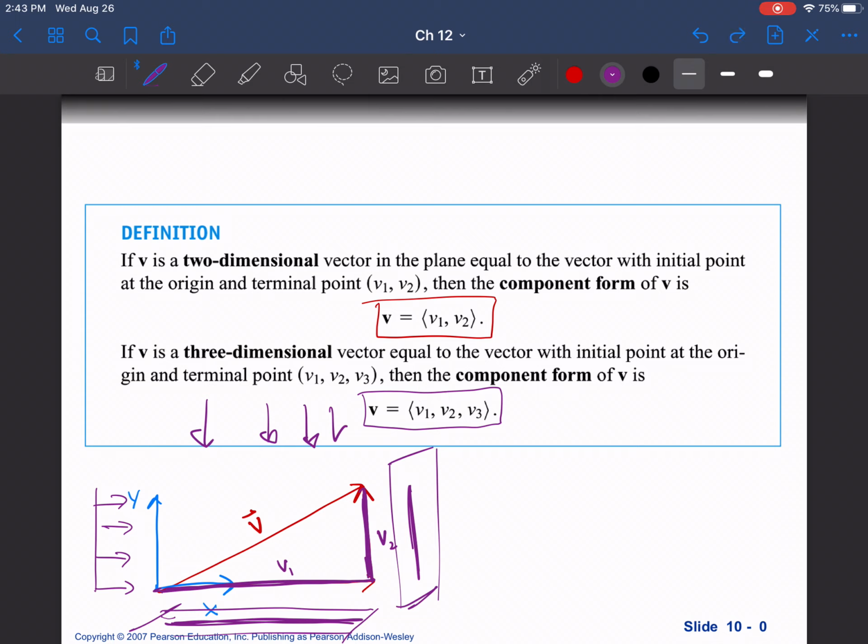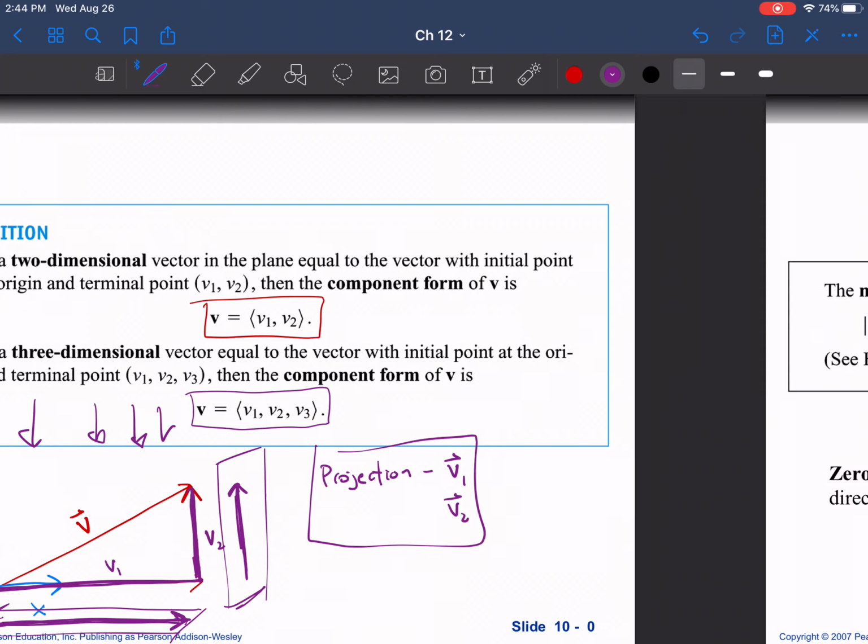Another thing you have to learn about vectors is projections. The x projection wouldn't just be the length of the shadow, but also the direction, like if the arrowhead was also showing up in the shadow length. The same thing over here. So the projection would be like v1 with an arrow on top of it, v2 with an arrow on top of it. These would be the vector forms of those components. So just keep that in mind for later.